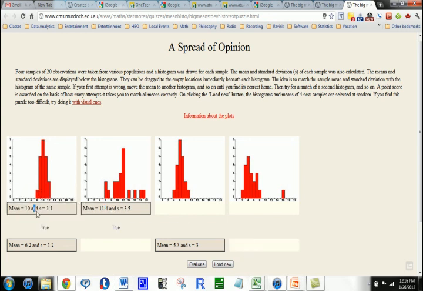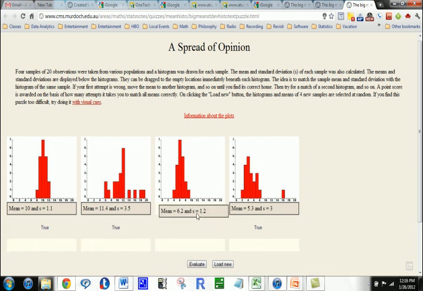Same general area on the mean, but small spread. And this one has a relatively large spread, so I'll put the standard deviation of 3 there. And this one has a relatively small spread, so I'll put the 1.2 right there. Anyway, I recommend that you go to this website and try this a little bit on your own and make sure you can do those right.